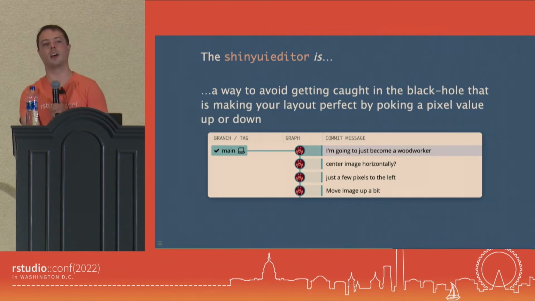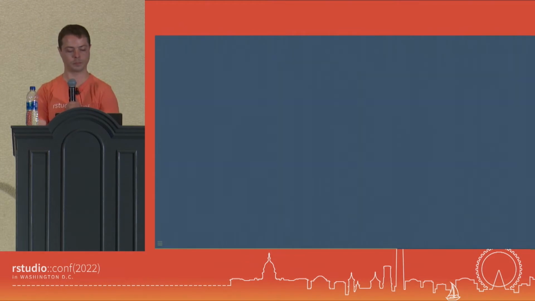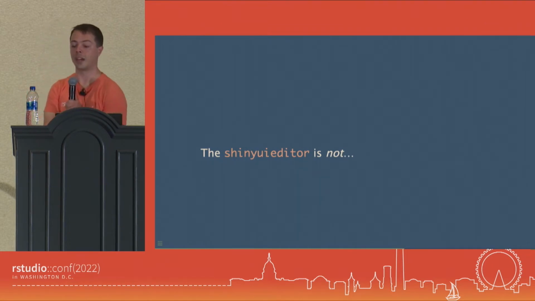So more philosophically, the Shiny UI Editor is an attempt to help you focus on the fun stuff. If you've ever spent a bunch of time tweaking a plot size or making a column slightly bigger by incrementing a pixel value up and testing it, you kind of know what I mean. And the UI Editor is really an attempt to take that away, let you just visually drag it to where you want it to be, and then let the UI Editor write the code for you. So now that we've established what the UI Editor is, let's talk about, I think just as importantly, what the UI Editor is not.